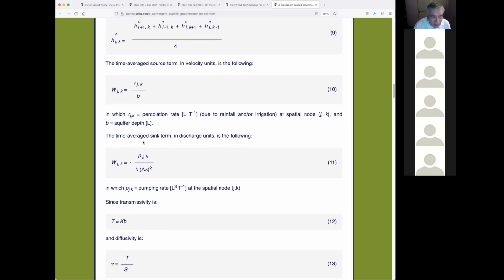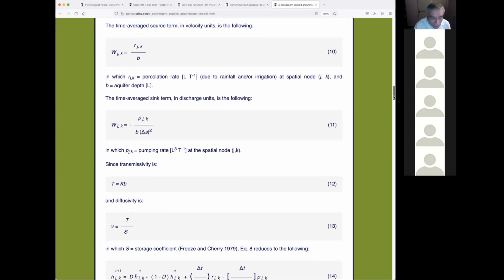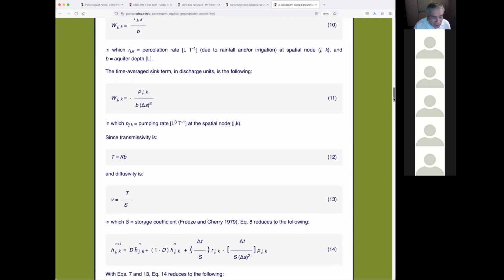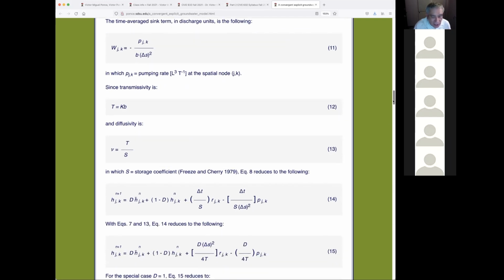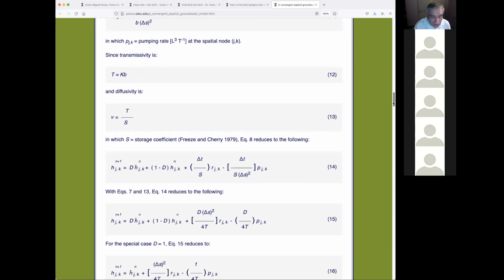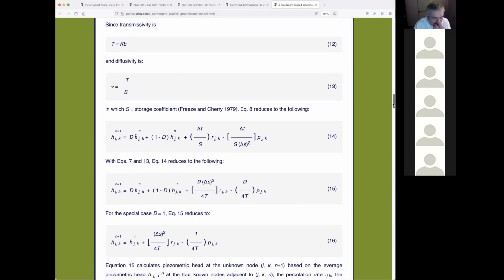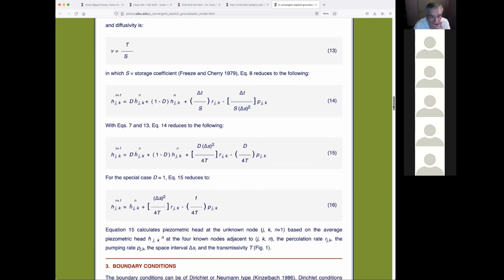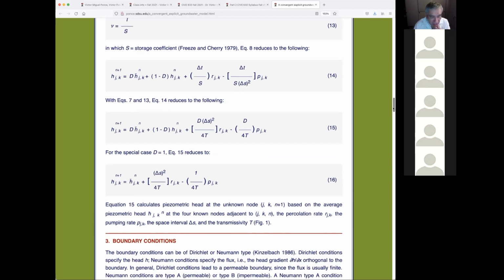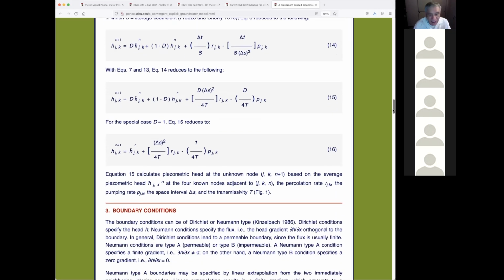But okay, so the time average sink, likewise in here, let me give it one more minute. Transmissivity and diffusivity, and equation 8 reduces to the following. So this is amplifying the equations in order to take care of the source and sink terms. So for the special case, we get this in here. Okay, so that's where I'm going to leave it.